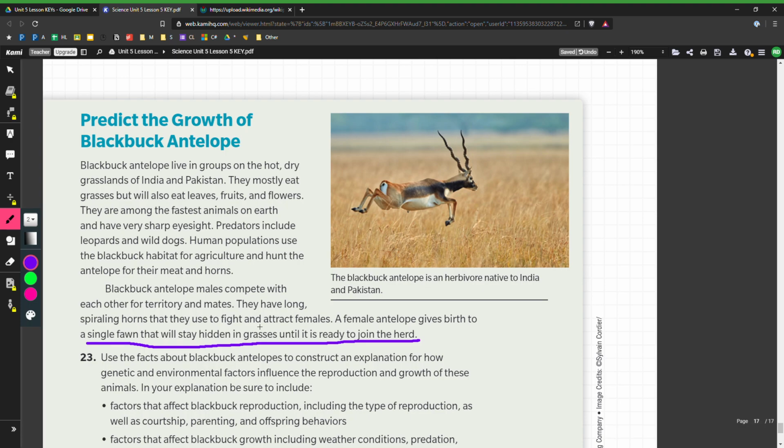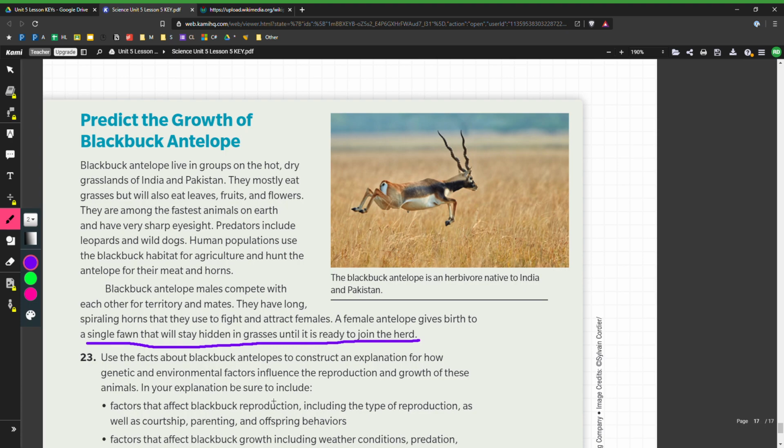it would probably get killed more often. Another thing is that genetically speaking, the females are only giving birth to a single fawn at a time. So there's a kind of a long lifespan, right? They're probably only having a single fawn every year or so. So they're not reproducing terribly fast.